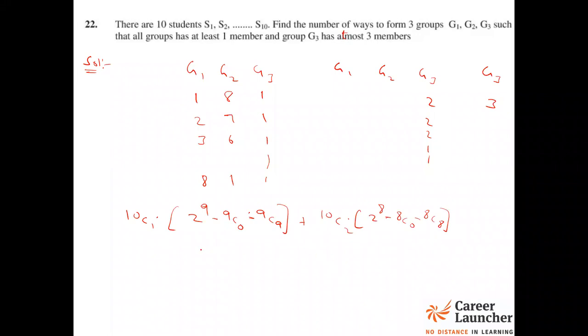Same way for 10C3, if group 3 has 3 students, then the remaining will become 2 power 7 minus 2. Simplifying, it will be 10 times 510 plus 10C2, which is 45, times 254, plus 10C3, which is 120, times 126. It's a lengthy calculation. If you simplify that, the value becomes 26,650. Just by taking the 3 cases and writing all possible values, this is how you can solve.